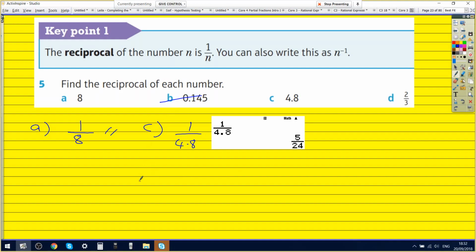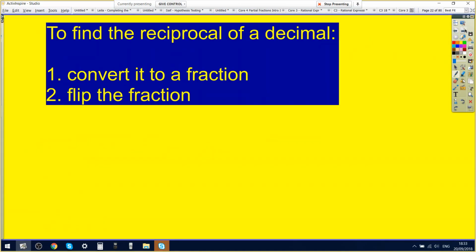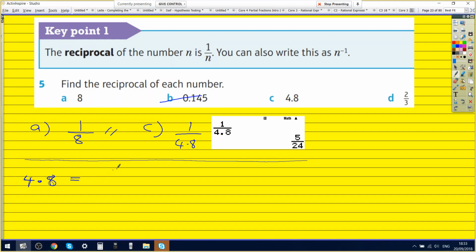Okay, try it. So 4.8, what would that be as a fraction? Would it be 8 over 4? No. Remember, 1.6 was 1 and 6/10. So would 4.8 be 4 and 8/10? Okay. Would you know how to write that as one fraction?